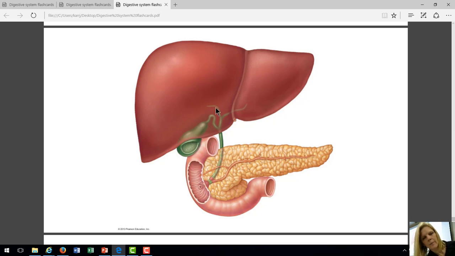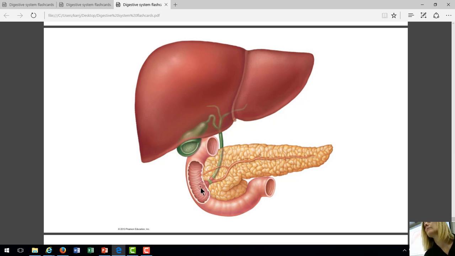So we have the hepatic ducts here that come from the liver that makes most of the bile. Then it comes down and joins the common bile duct, the green, going into the duodenum. And bile is important for breaking down fat.